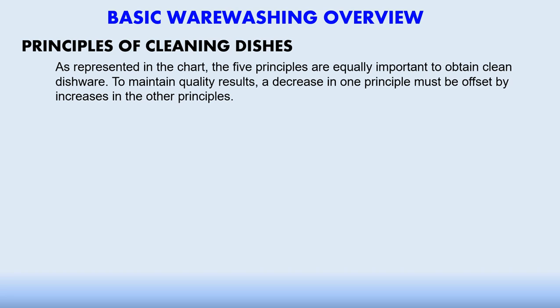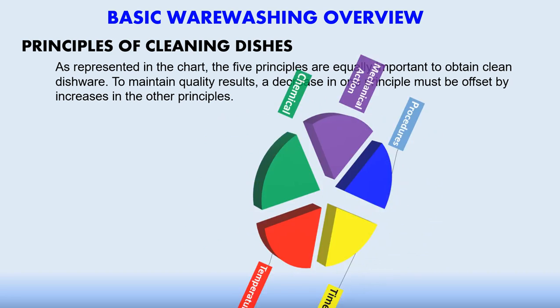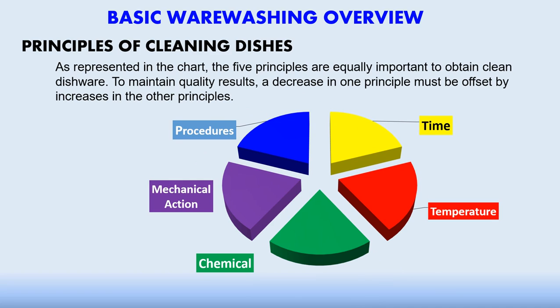Next, we're going to cover the principles of cleaning. As represented in the chart, the 5 principles are equally important to obtain clean dishware. To maintain quality results, a decrease in one principle must be offset by increases in other principles. What this is saying is that this is a complete wash pie. It needs to stay in a complete circle.